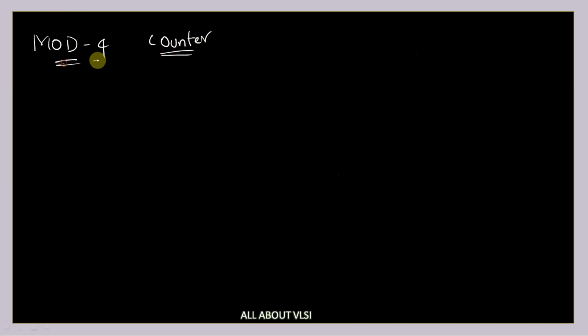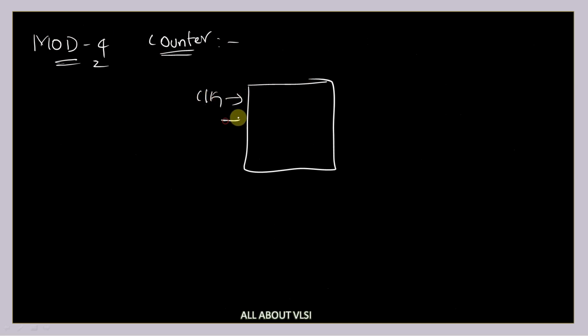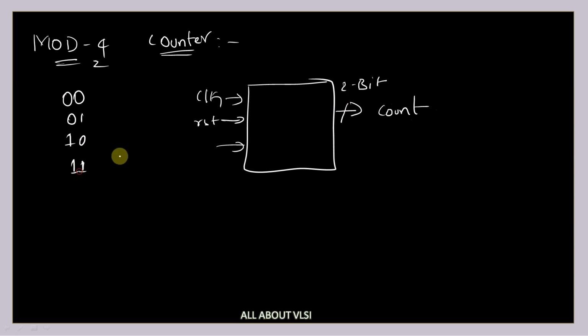So this mod 4 counter is going to look like this, the block diagram, where you are going to have clock, reset, and output as count, which is of 2 bits. The mod 4 counter is going to count from 00, 01, 10 and 11. Let's take one enable signal. If this enable is equal to 1, then only we are going to count, or else we will not make this count increment.